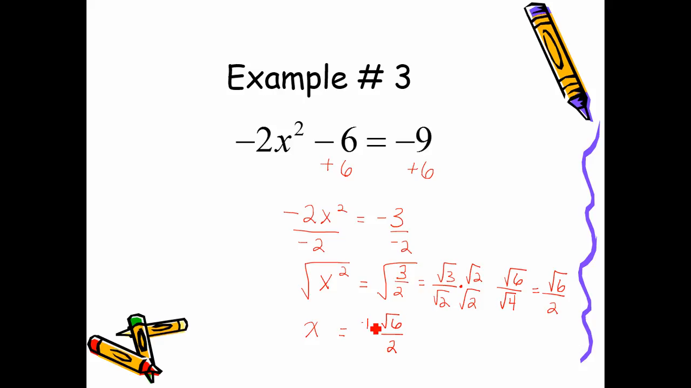So again, I place plus or minus in front, accounting for my two solutions, both the positive square root of 6 over 2 and the negative value square root of 6 over 2.